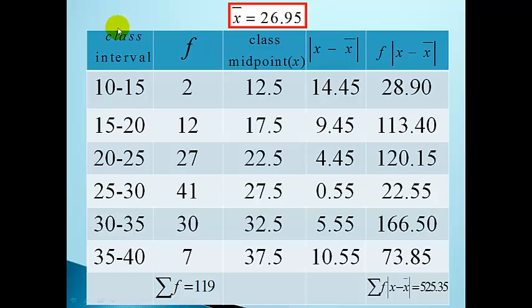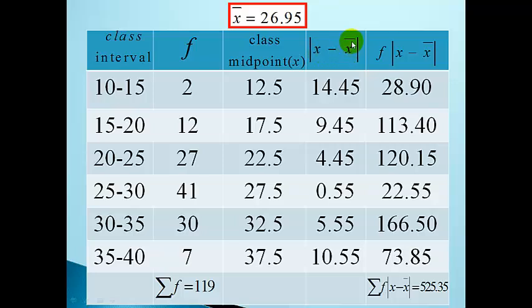Now we come to this table. You look at this table, you have the class interval, we have the frequency with the summation of frequency to be 119. Don't forget the mean gave us 26.95. The class midpoint, we now know how to generate them by adding the lower limit to the upper limit and dividing your answer by 2. Now x minus x bar. When we take each class midpoint value, we subtract the mean from it and take the magnitude of it. That means that if we get a negative answer, the magnitude of that gives us a positive answer.